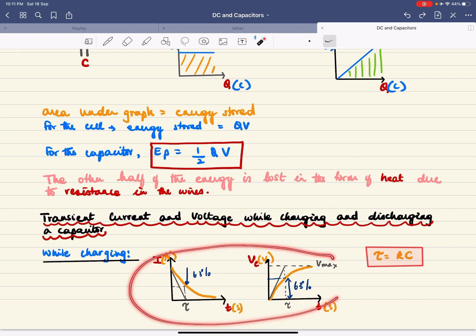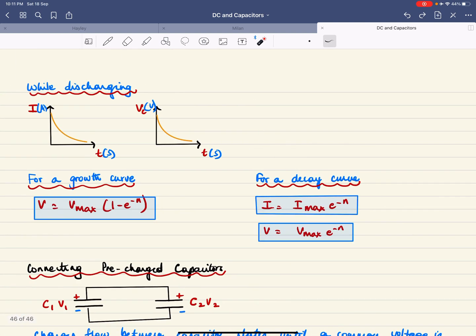These are for while it's charging. Okay, when it's discharging, they're both decay curves because both the voltage and the current will fall to 0. Theoretically, because these are exponential curves, this is called an asymptote. It only approaches 0, doesn't quite reach it. Now, if you're asked to calculate the voltage after a particular time constant for growth curves, this is your formula. For a decay curve, current or voltage, that's your formula. This is your exponential button, and the n is the number of time constants.